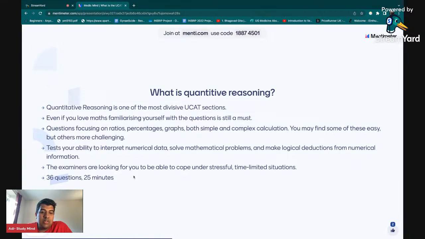The examiners are also looking for you to be able to cope under stressful, time-limited situations. Again, try to simulate that sensation of being in the environment of a doctor. Can you do calculations? Can you do these drug doses, etc. in that time pressure environment? So you have 36 questions to do in roughly 25 minutes.